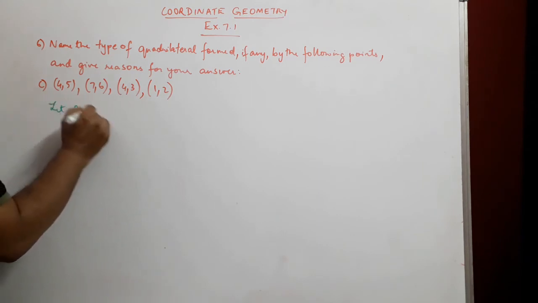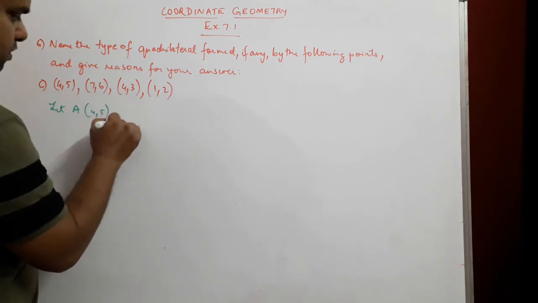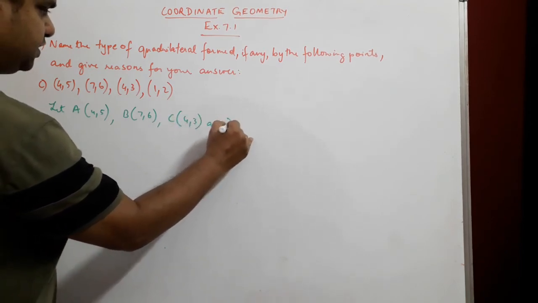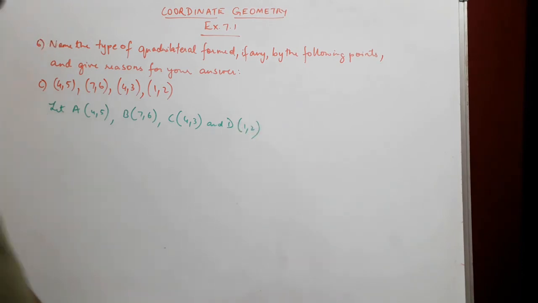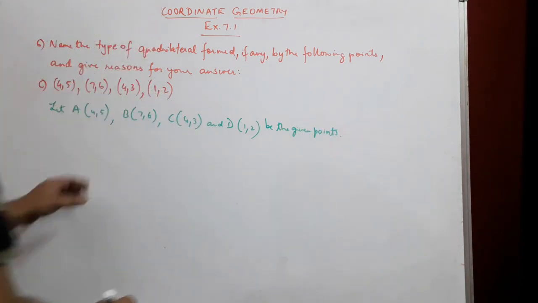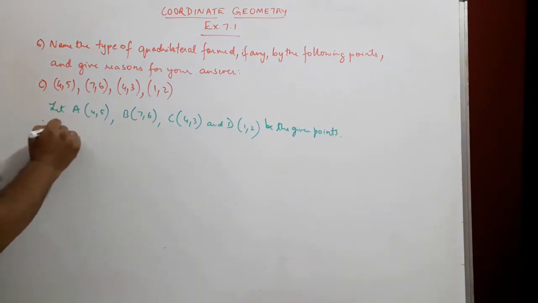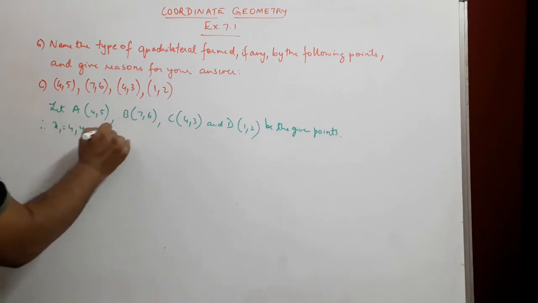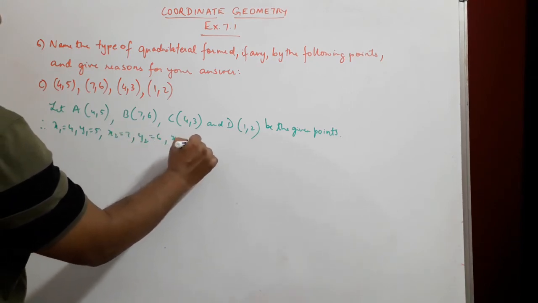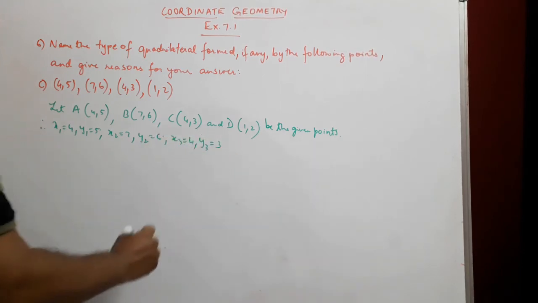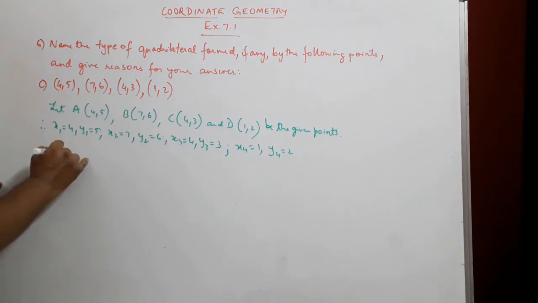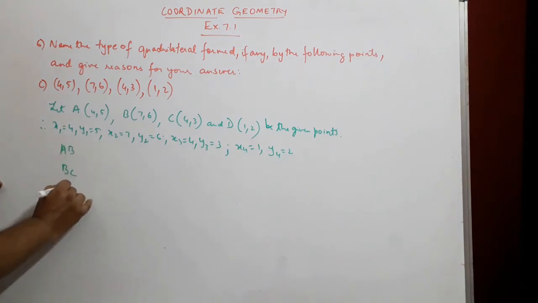So let A (4, 5), B (7, 6), C (4, 3) and D (1, 2) be the given points. Next, therefore you can say x1 equal to 4, y1 equal to 5, x2 equal to 7, y2 equal to 6, x3 equal to 4, y3 equal to 3 and x4 equal to 1 and y4 equal to 2. So we have AB, BC, CD and DA.